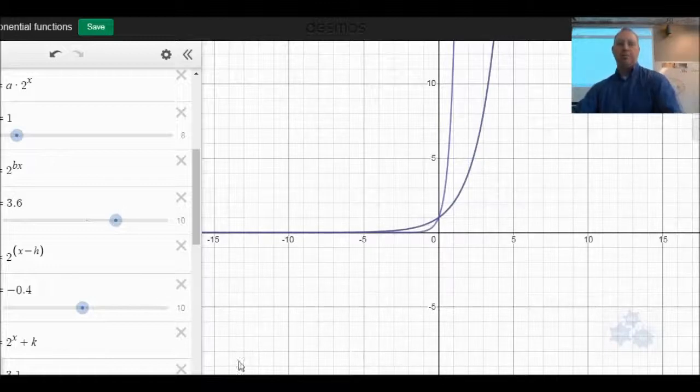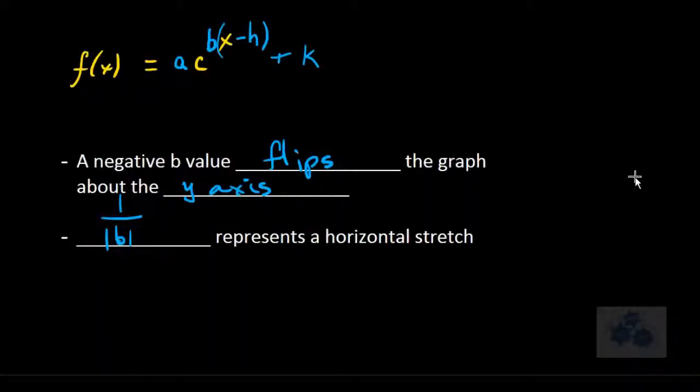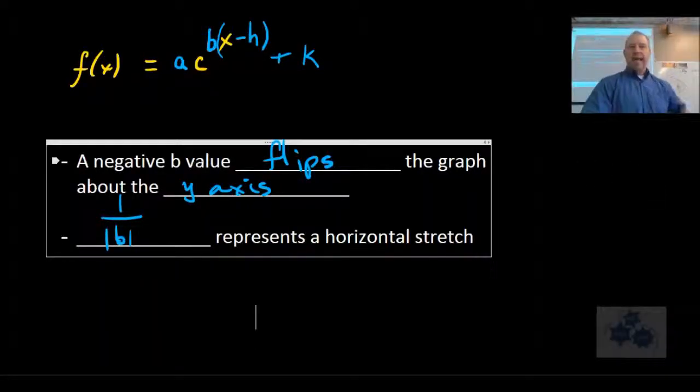All right? Questions? So for the b, the negative b value flips the graph about the y-axis, and the horizontal stretch is 1 over b. So with the a value, as the a gets larger, the amplitude gets bigger. With the b value, as the b value gets larger, it actually compresses in this way. It's kind of an opposite. So it's 1 over the absolute value of b.